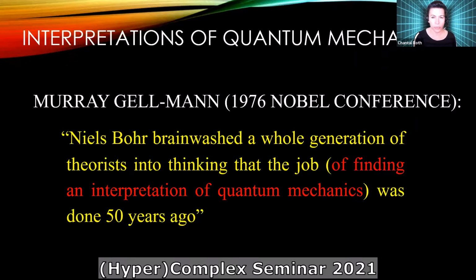A few quotes from selected scientists. Murray Gell-Mann, who got a Nobel Prize in elementary particle physics, said, Niels Bohr brainwashed a whole generation of theorists into thinking that the job of finding an interpretation of quantum mechanics was done 50 years ago. And maybe this is still true today.